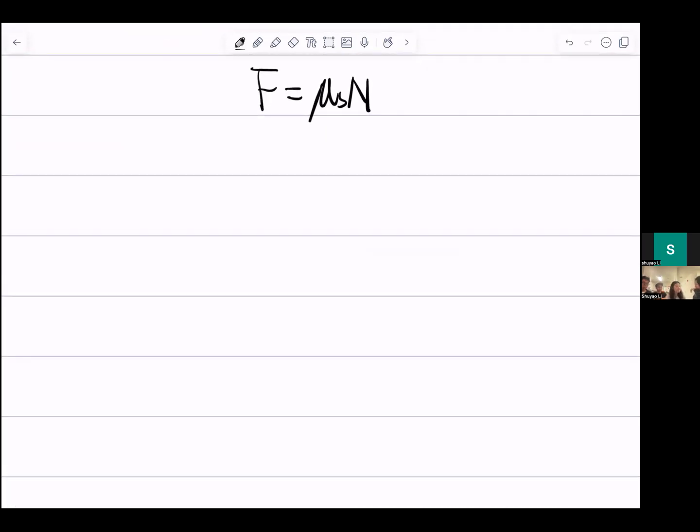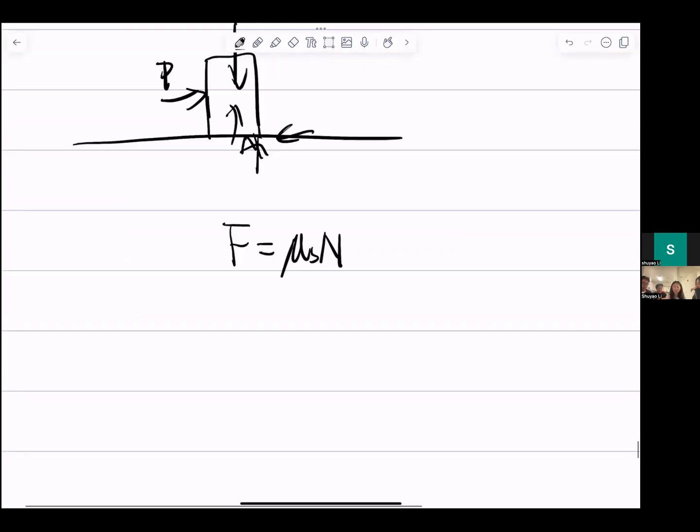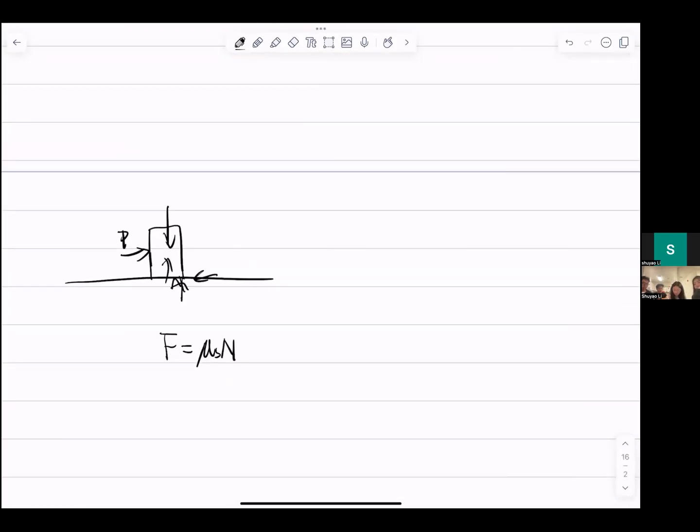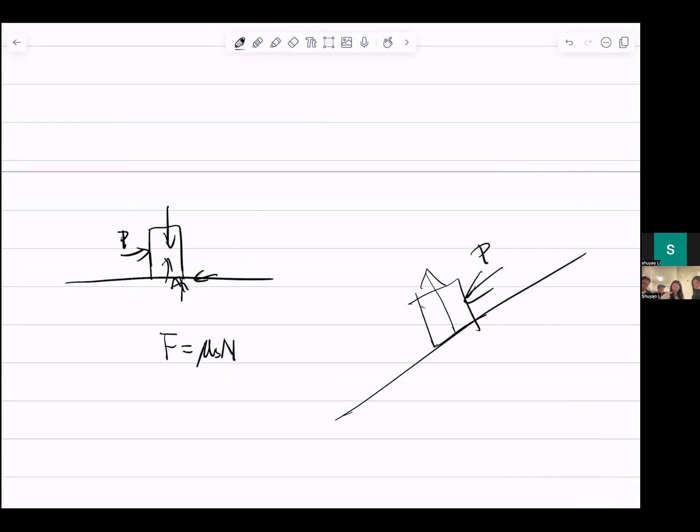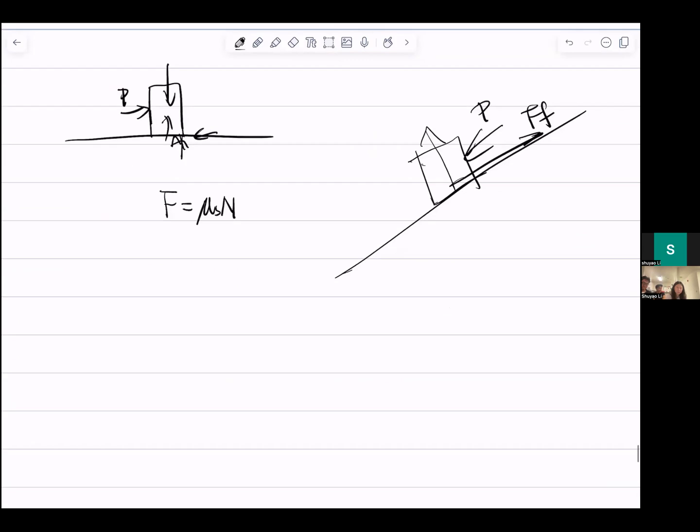Wait, did you mention that it opposes the motion? Oh yeah. Basically the friction opposes the motion. So whenever we have friction, for example on an inclined surface, with our normal force pointing this way and the force pushing down, where does the friction go? The other way. It would just be opposite. Yes, friction is always opposing the motion, opposite to the direction of motion.